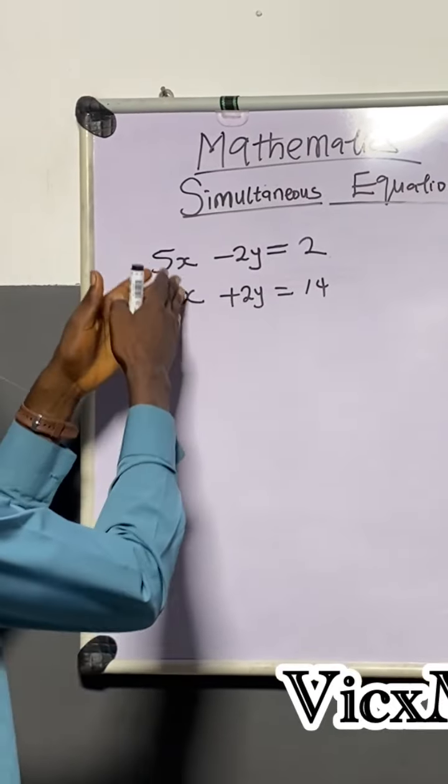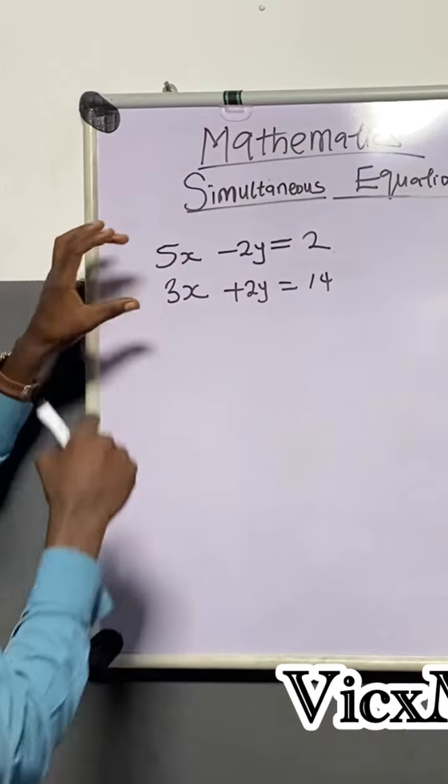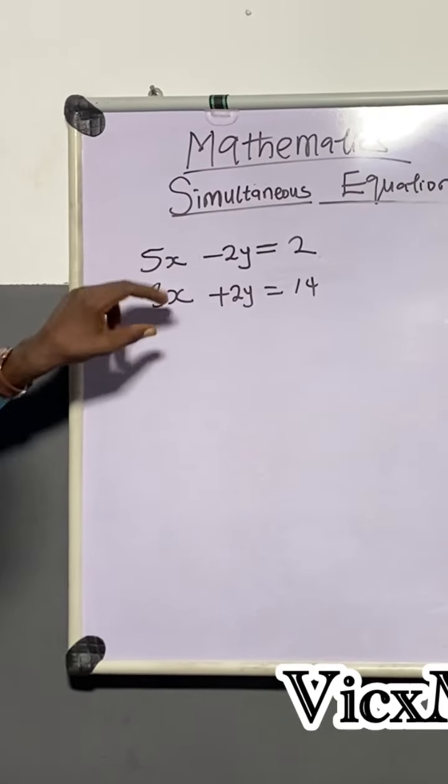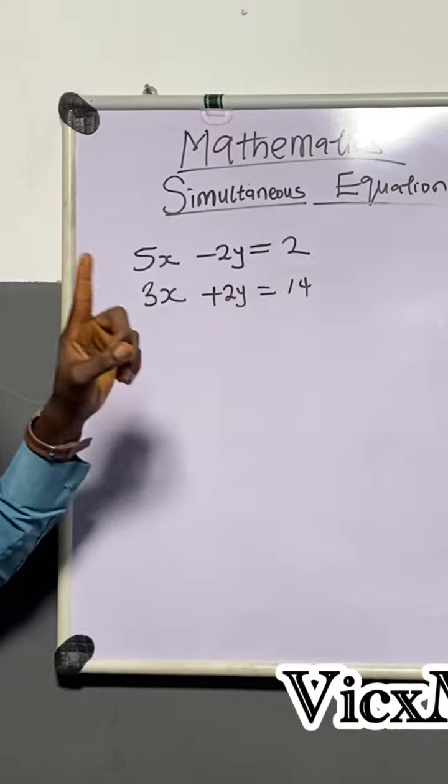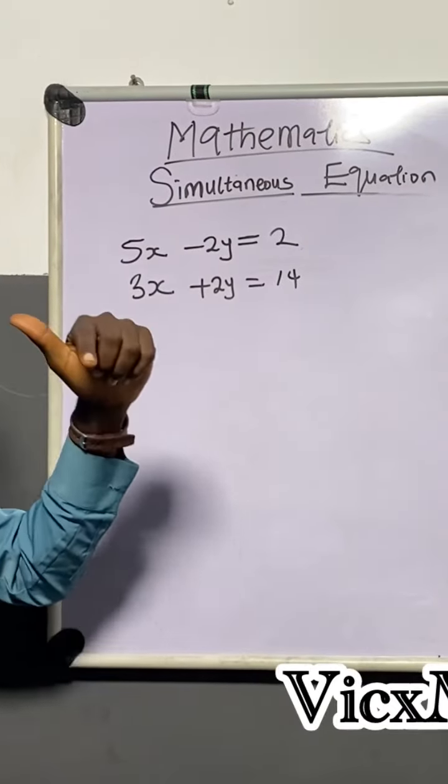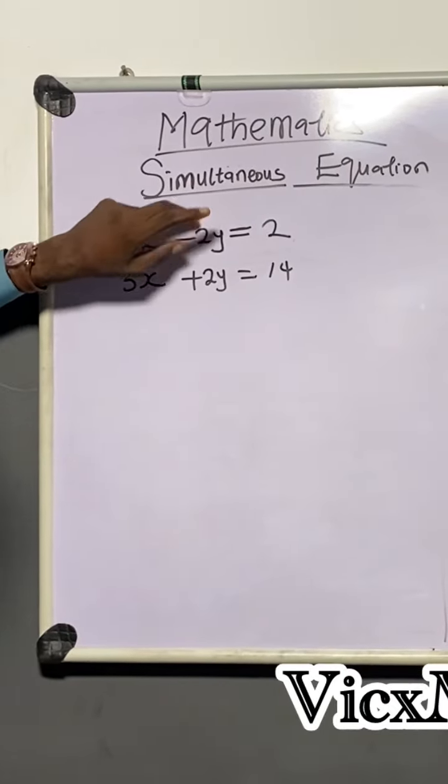You will see the variables here. The first or major thing to consider is the coefficient. The coefficients here are 5 and 3. The coefficients here are 2 and 2. Number one is that you should choose the one that has the same coefficient, which this one passed. So we are going to choose this.